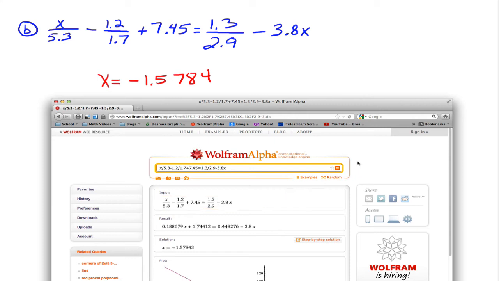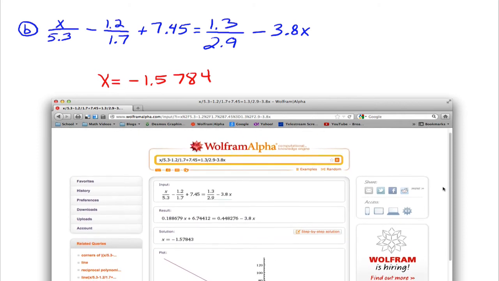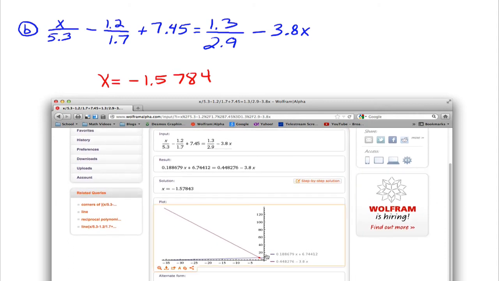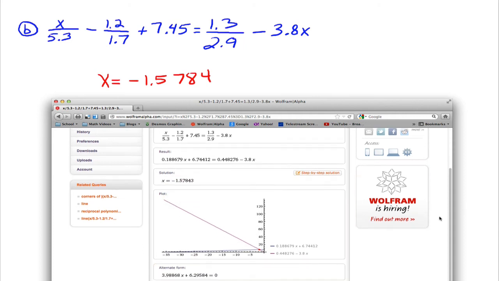So here we checked the input, x divided by 5.3 minus 1.2. It looks like we put it in correctly, and the solution is negative 1.5784. Now, Wolfram Alpha gives you more information. It gives you the lines. The left side of the equation is one line, and the right side of the equation is another line. These two lines intersect at that point right there. This would be the x value where they intersect.